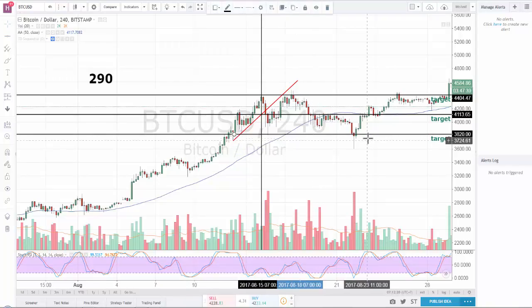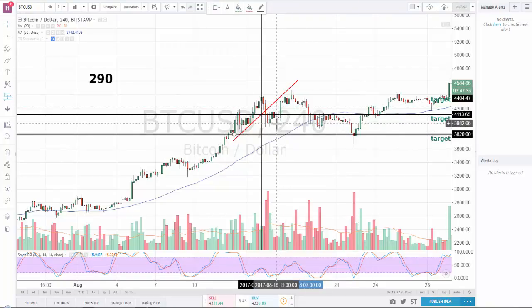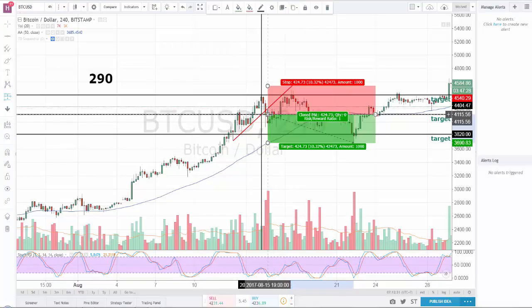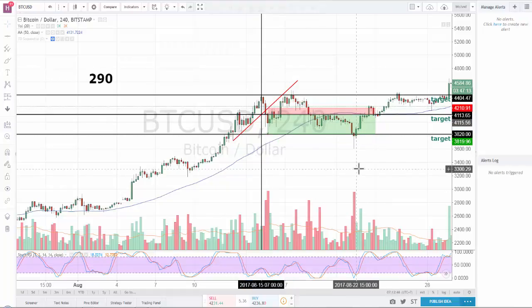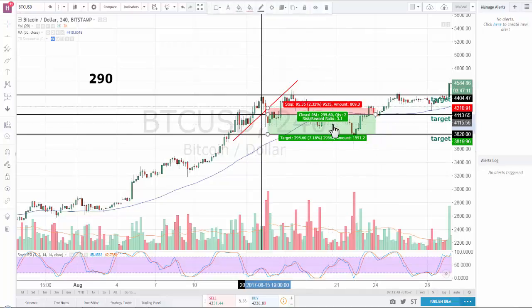38.20 is our profit-taking right here. So we would have opened this trade right at the opening of the first candle below the trend line, which is here. Our profit taking is here, and we have to set our stop loss right at the three risk reward ratio. It says here risk reward ratio 3.1.